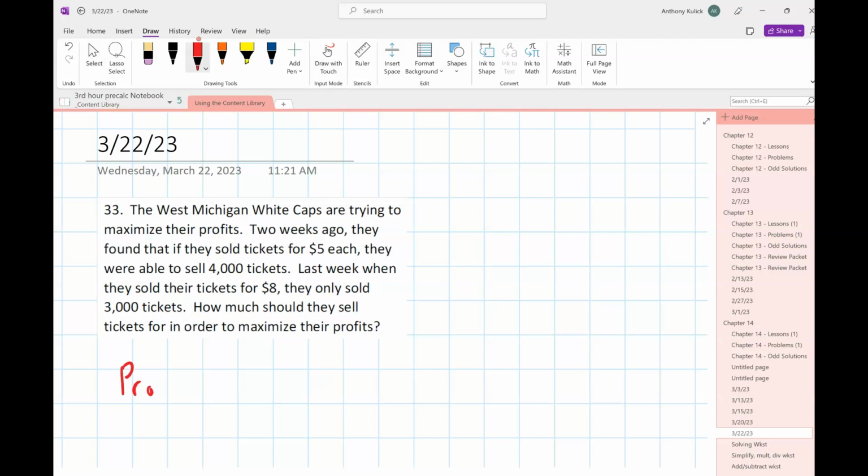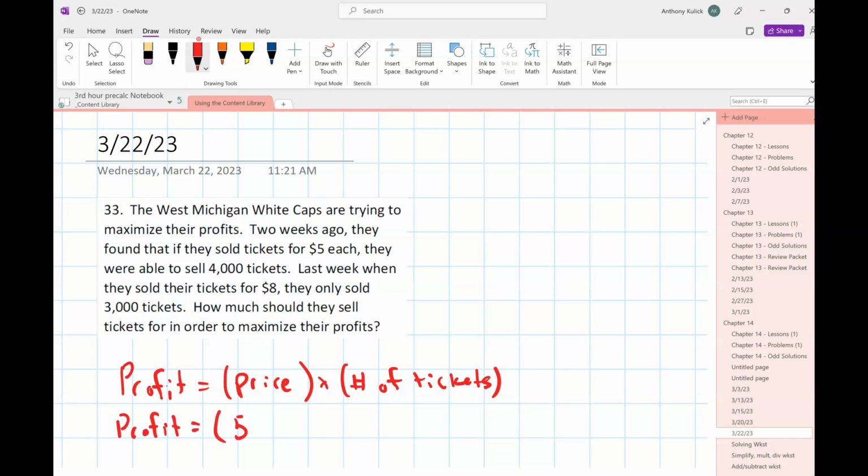So, first thing to realize is that profit is just going to be the ticket price times the number of tickets, right? And then we noticed that when we started at $5 and we added some amount, specifically $3, the number of tickets decreased by some amount, right? And that's the pattern we'd expect to see. As things get more expensive, we're going to sell less of them.